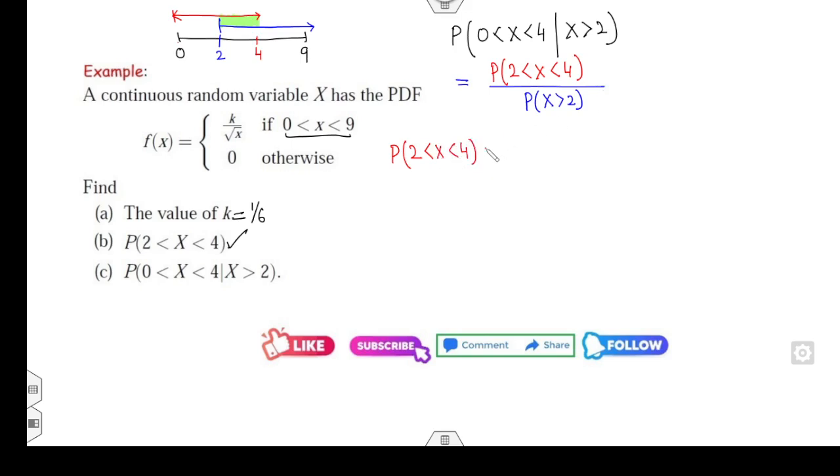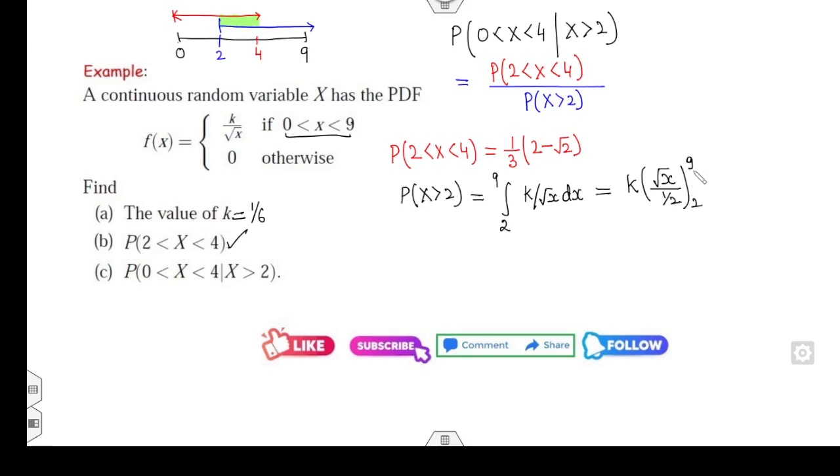So I can find firstly the value of 2 less than x less than 4. That I already computed in the previous one, the second part. What I have obtained is 1 over 3 times 2 minus root 2. Now for the denominator part, x greater than 2, that is the integration with lower limit 2, upper limit 9, of k divided by root x. So what is the integration? K will be outside, integration will be root x divided by half from 2 to 9. So I can take 2k, 9 gives 3 and 2 will be root 2. I can substitute k as 1 over 6, it's 1 over 3 times 3 minus root 2.